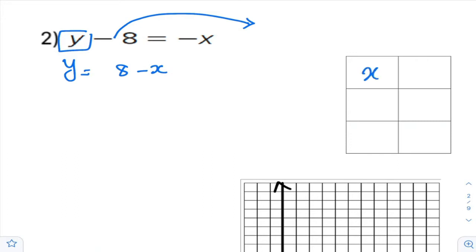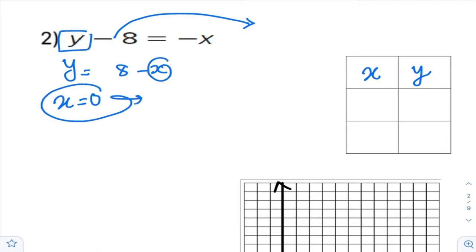So I will assume x and I will solve for y. I will substitute values for x. You can choose any value you want. For example, if x is 0, what will happen? Replace x with 0. So y is 8 minus 0. y is 8. So if x is 0, y is 8. I'm copying it to the table.